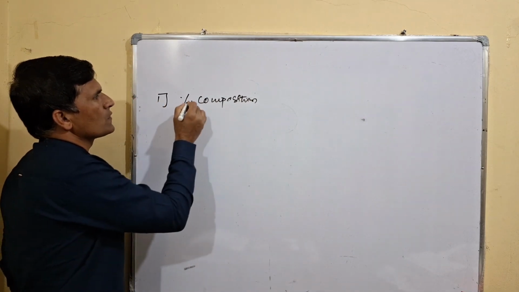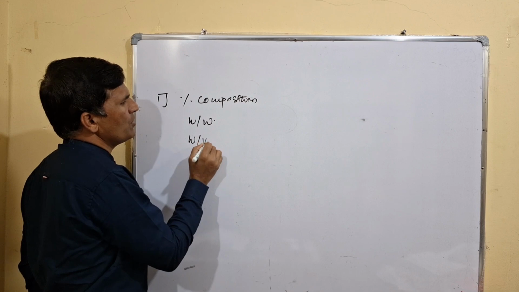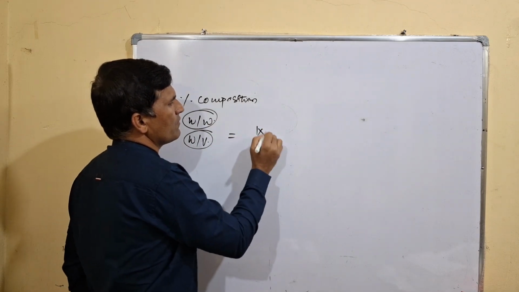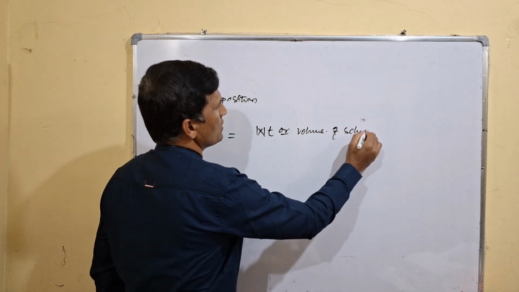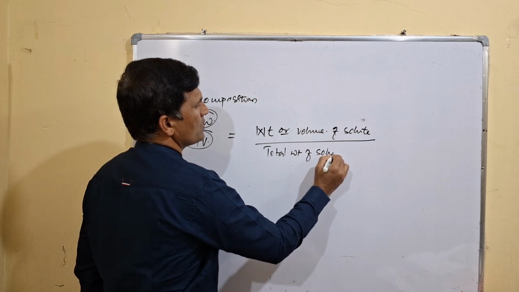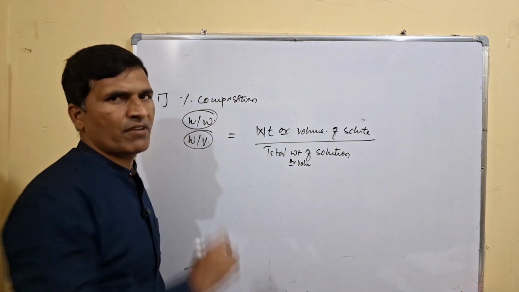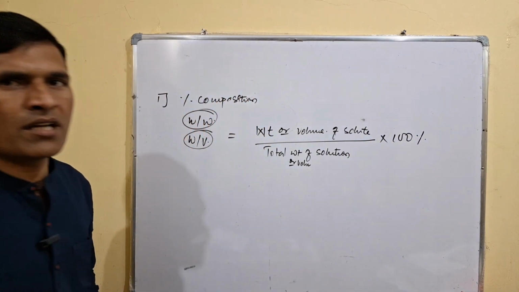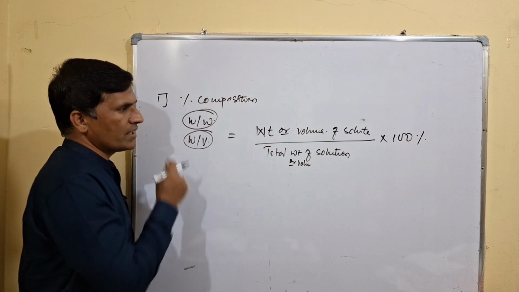Percentage composition: they may ask weight by weight, weight by volume. Whatever they ask on these, the general formula I will write: weight or volume of solute divided by total weight of solution, into 100%. Weight or volume means I am including all the definitions: weight by weight, weight by volume, volume by volume. So for that, only one single formula. In solving numerical problems we will go into detail wherever we come across them. This is the one formula where they will ask percentage composition.